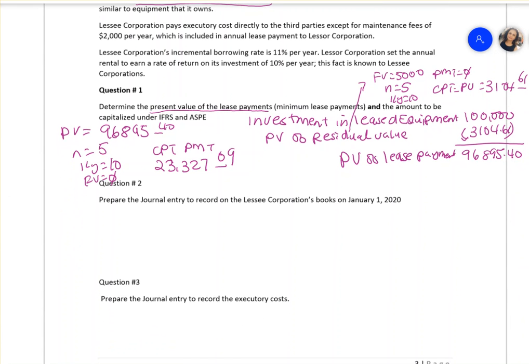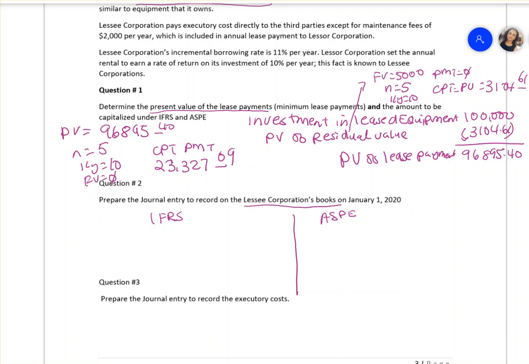Now let's prepare the journal entry to record on the lessee corporation's books. Again, we are doing the same thing that we did. The entry doesn't change. Now our payment changes, so the amounts will change. So we're going to do it under both ASPE and IFRS. I'm repeating myself here because we want to keep doing it over and over again, so that we will be able to calculate it.